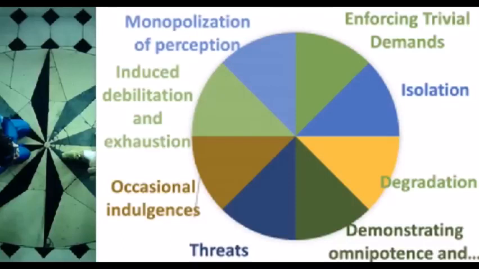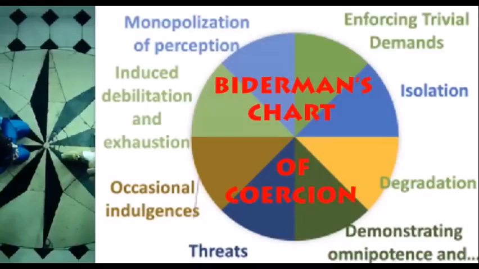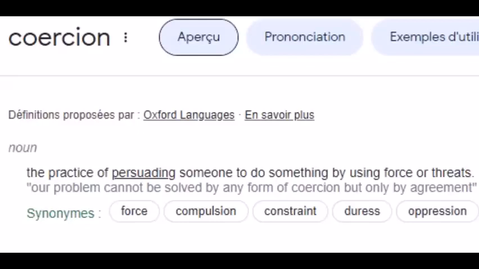very important. So now in the next picture, the only thing that changed is here in the middle where it says Biderman's chart of coercion. So the 8 octagon points of attack on the square are called Biderman's chart of coercion, where the word coercion means the practice of persuading someone to do something by using force or threats.